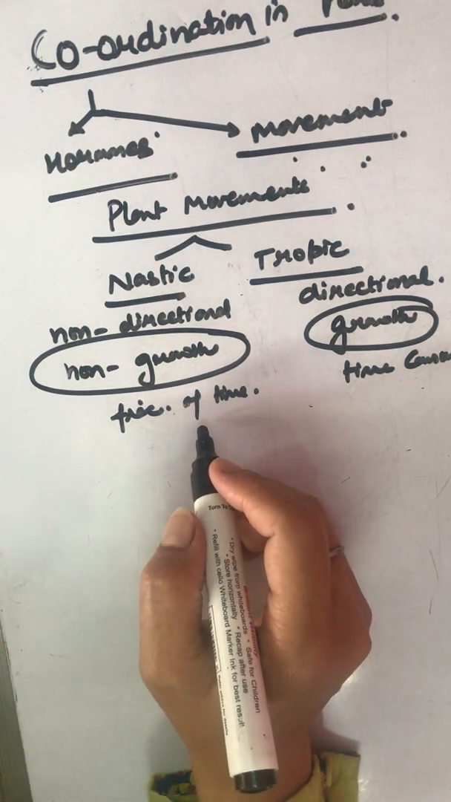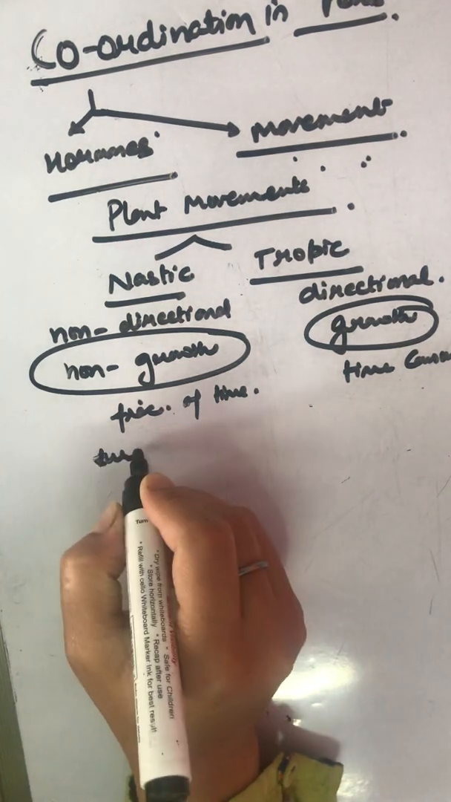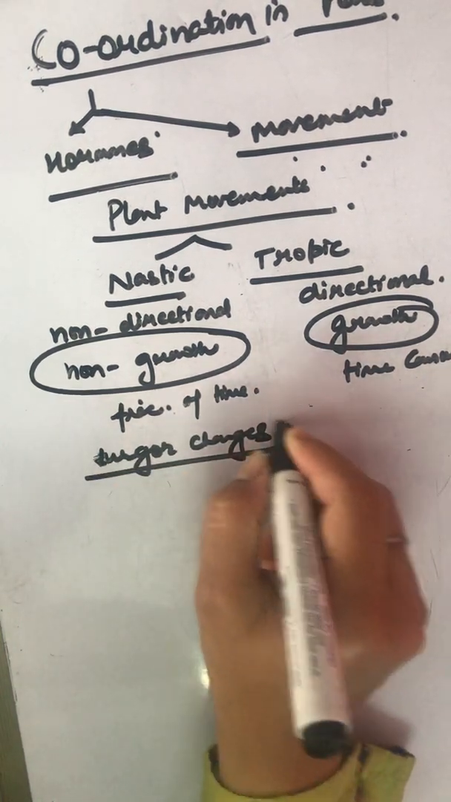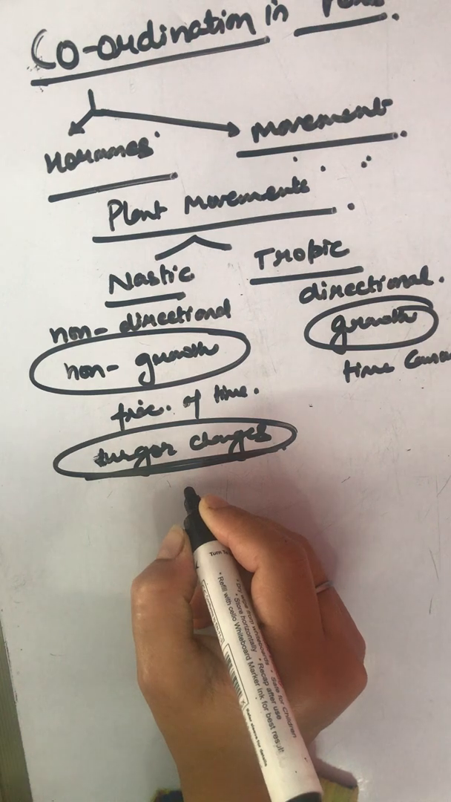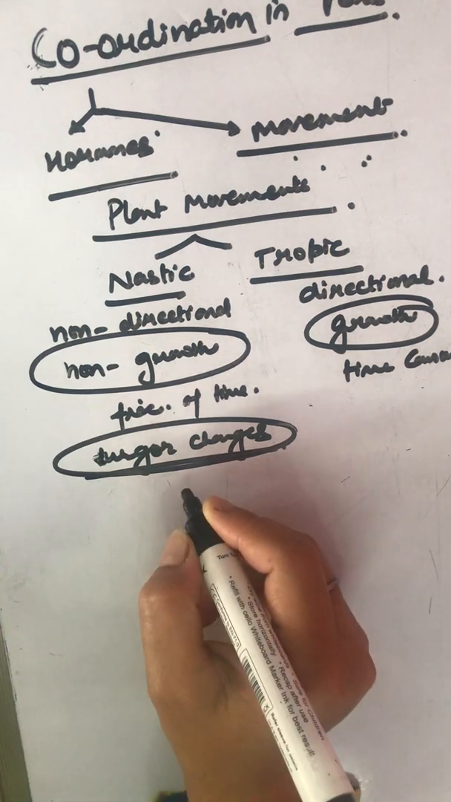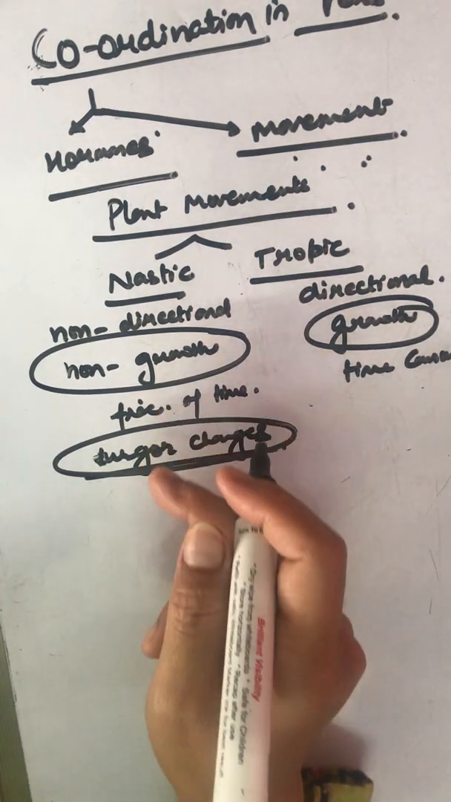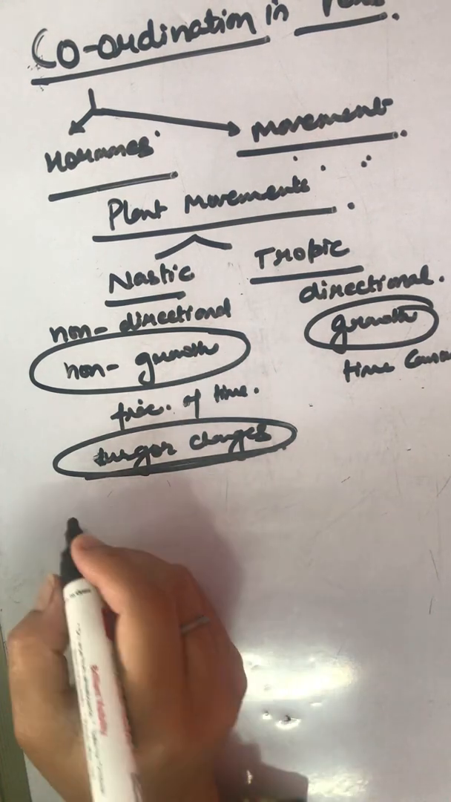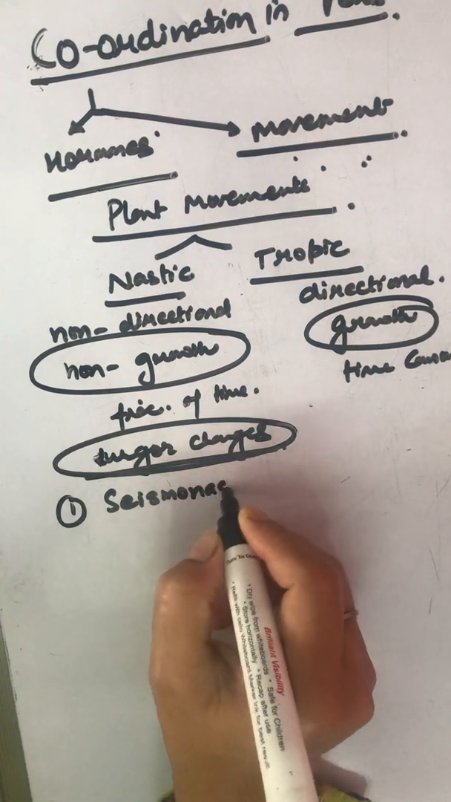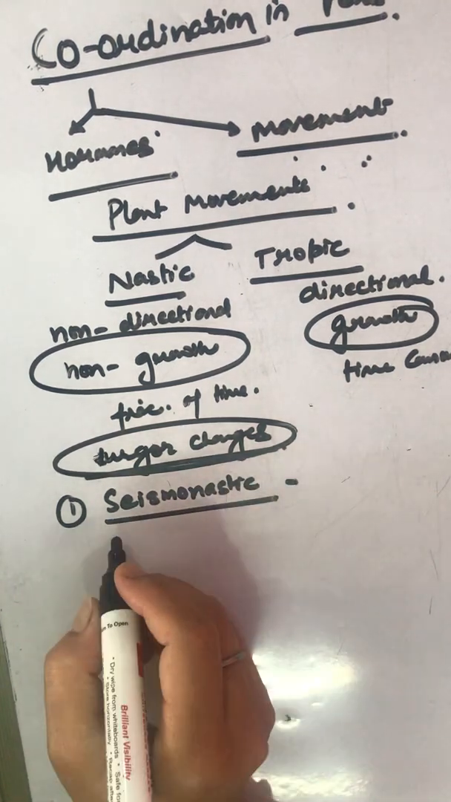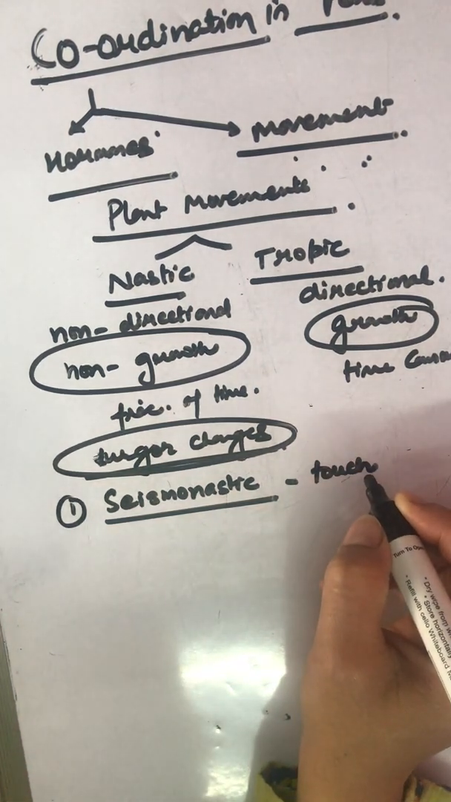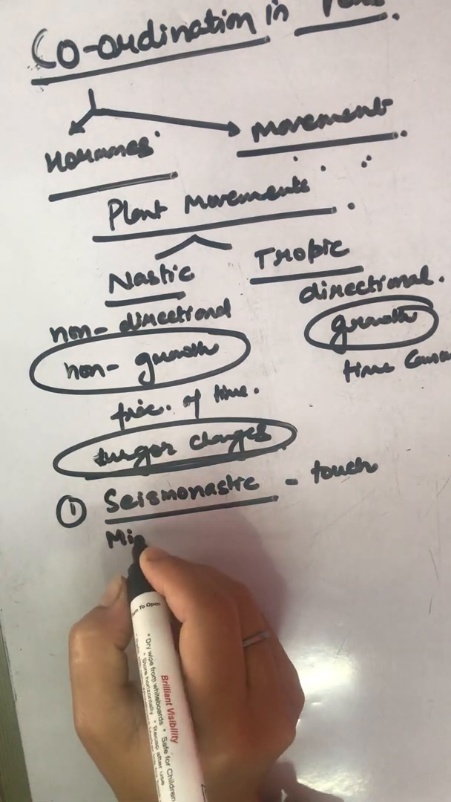These are non-directional. These occur due to turgor changes, that is turgidity of water accumulation in the leaves or in the stem or nearby epithelial areas. That is the turgor pressure, turgor changes, and do not involve growth. These are the three main characteristics. Out of these, we say first is seismonastic movement, which occurs in response to touch. You remember touch me not plant, that is Mimosa pudica.